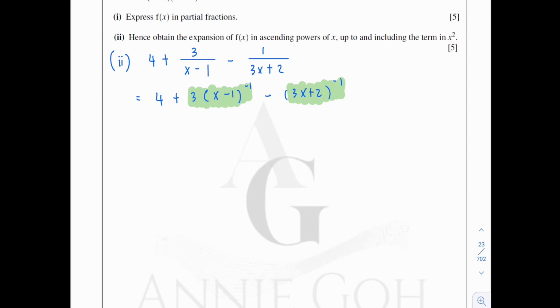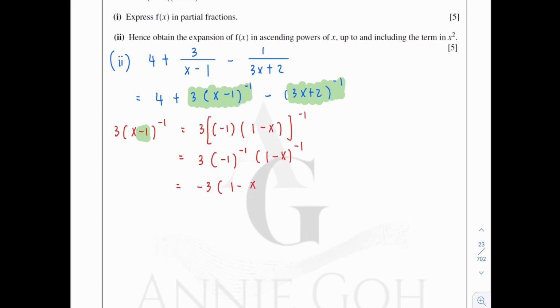I shall do it with a different color. Let's change the color for this. Before we can start with the expansion, take note of the constant here. It's a negative 1, and we can only start expanding when the constant is a number 1. So which means now we need to factorize the number negative 1. So the one inside the bracket will be left with 1 minus x. And the power negative 1 shall apply to the whole thing. And hence, we will get this 3 multiplied with negative 1. And take note, this negative 1 has to have the power negative 1 as well. And then multiply with 1 minus x power negative 1. And the next step, we will have negative 3 multiplied with 1 minus x power negative 1.